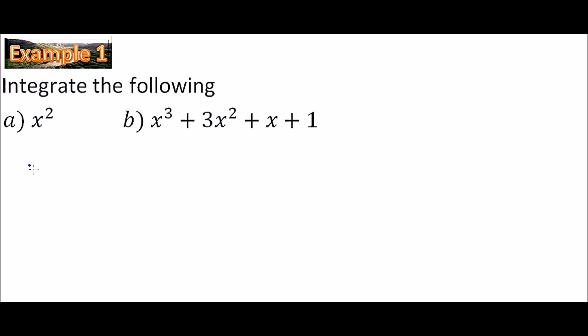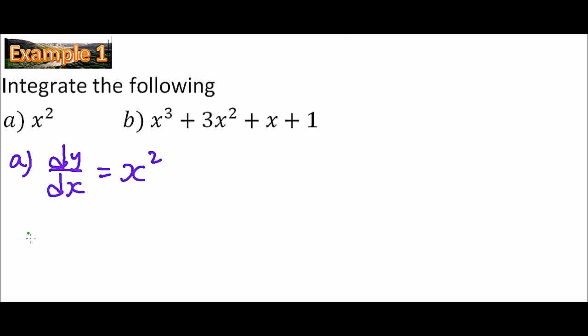Our example 1, integrate the following: a, x squared; b, x cubed plus 3x squared plus x plus 1. So what this means, we start with a, is that dy over dx is equal to x squared. So that is the gradient function that we have been given.